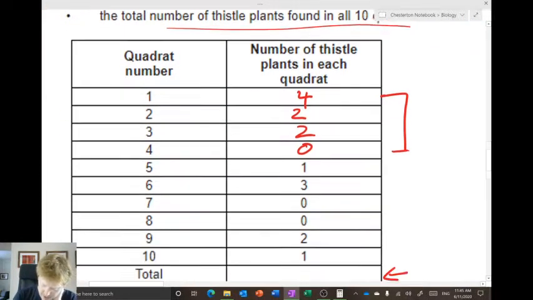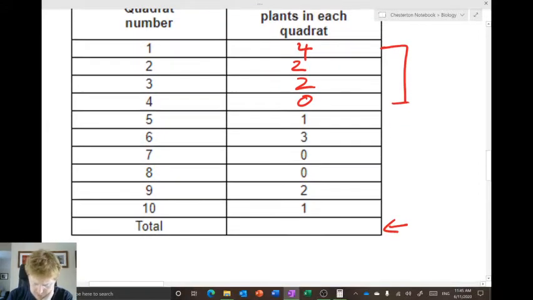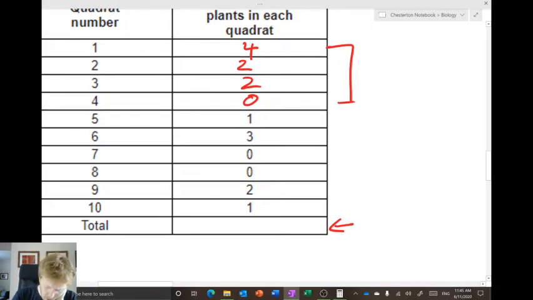So here we are. And so then we need the total number of thistle plants. All right, so we add them all up. Now, you can do this any way you want. All right, if you want to use a calculator, you can. All right, so we got 4 plus 2 plus 2 plus 1 plus 3 plus 2 plus 1, okay? So we got 6, 7, 8, 9, 10, 11, 12, 13, 14, 15.